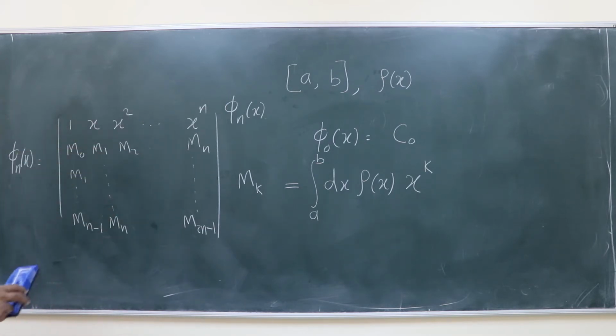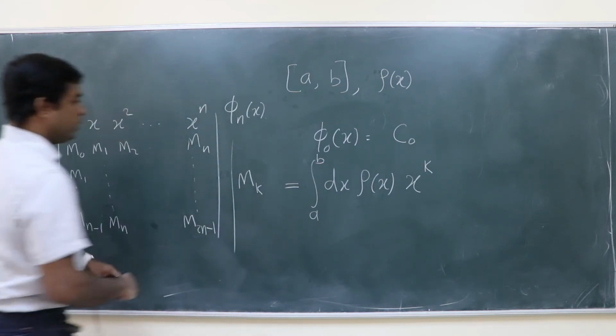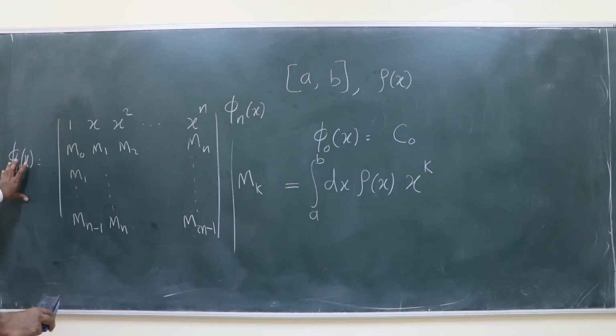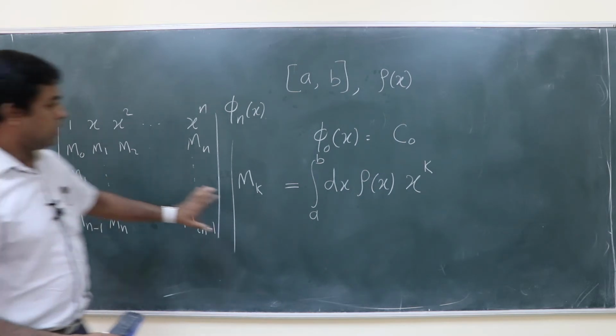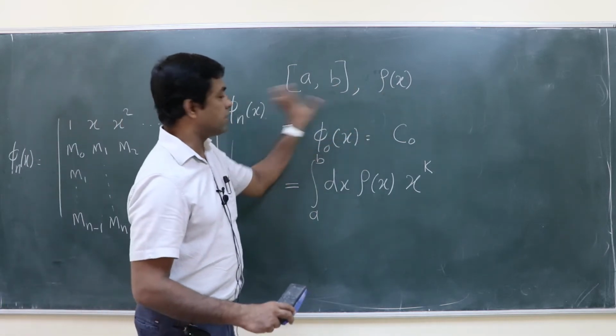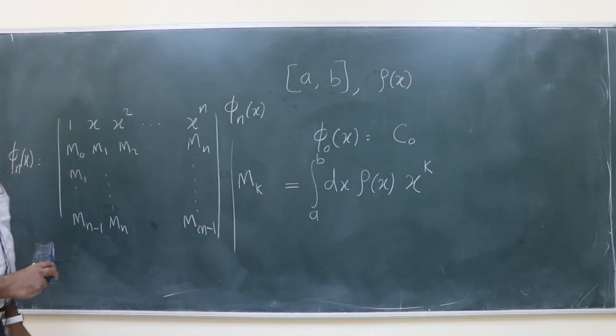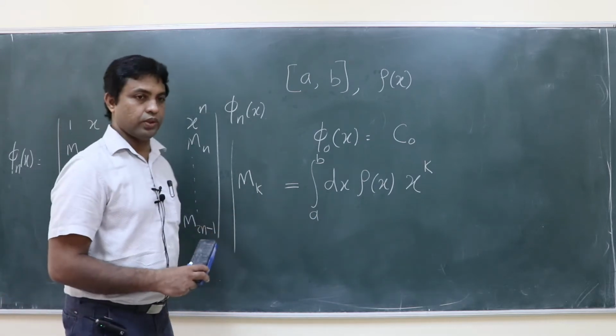What is the dimension of this matrix? n by n? Is it n plus 1? It is n plus 1 by n plus 1. So I can uniquely define phi n of x from this, if I know rho of x and the interval a b. The only thing is I have to calculate this quantity.